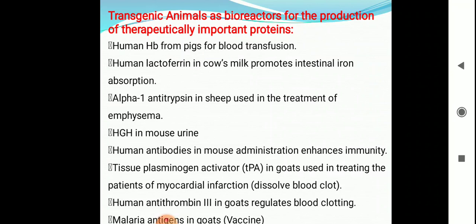Okay. Next, tissue plasminogen activator in goats is used to treat patients in myocardial infarction, that is, to dissolve the blood clot. Okay, human antithrombin 3 in goats regulates blood clotting. Malaria antigen in goats is used for vaccines. Alpha glucosidase in rabbit is a treatment for Pompe disease. So these are the transgenic animals used as bioreactors for the production of therapeutically important proteins.